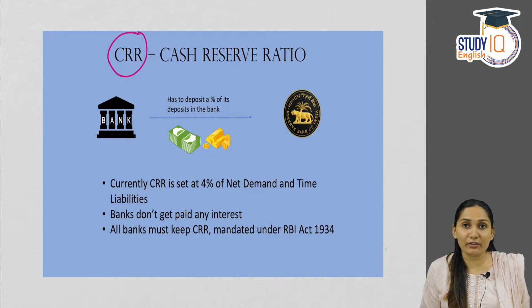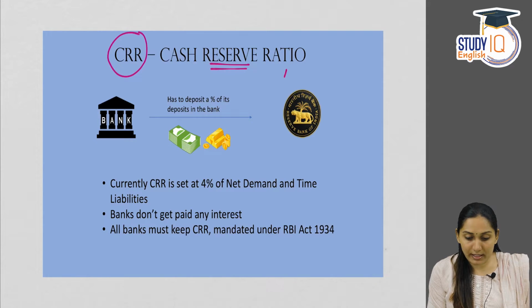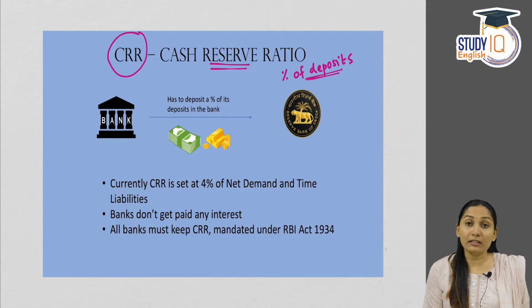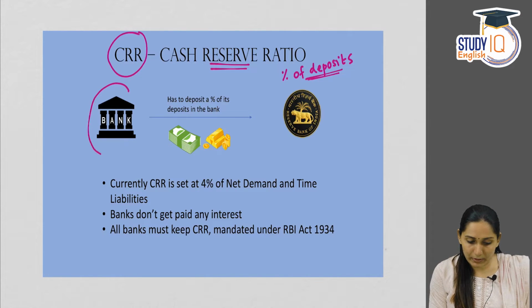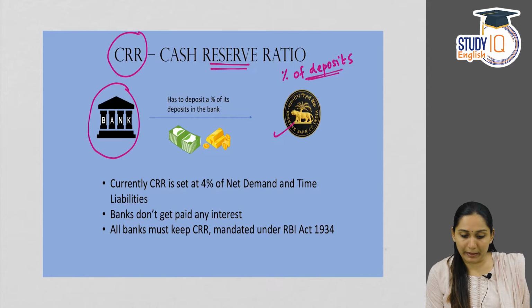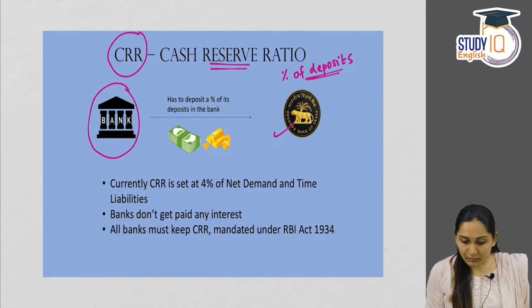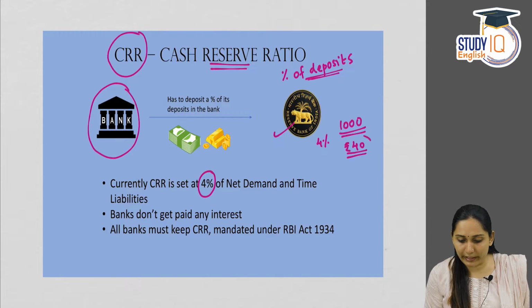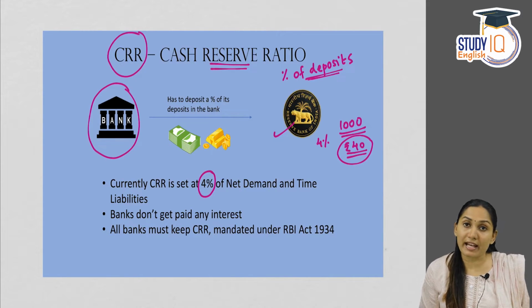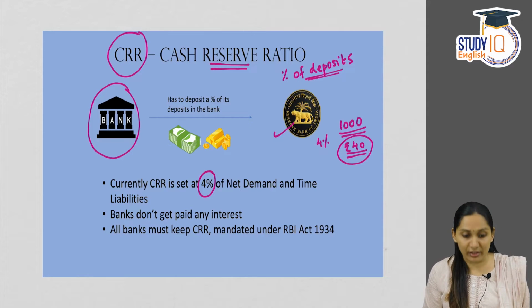CRR or the cash reserve ratio refers to the percentage of deposits that the scheduled commercial banks or the banks have to keep with the RBI. So this is the percentage of deposits that the banks have to keep with RBI. Suppose the total deposits is 1000 and CRR is 4%. So 4% of 1000, that is 40 rupees, has to be kept by the banks with the RBI as a reserve. This is called as the cash reserve ratio.